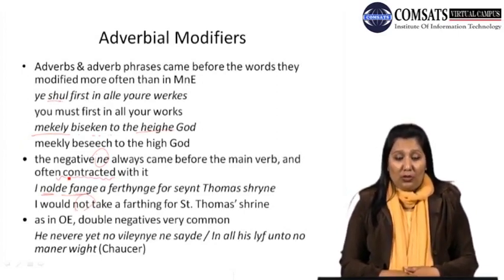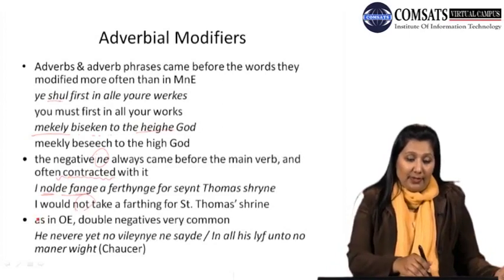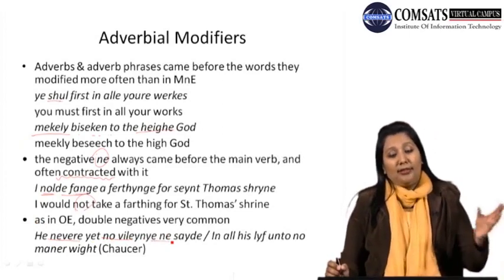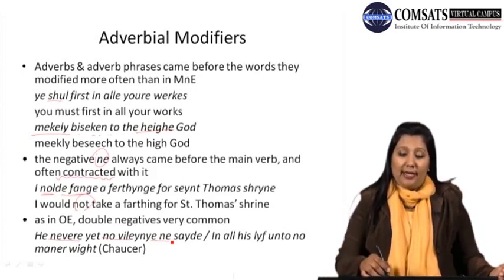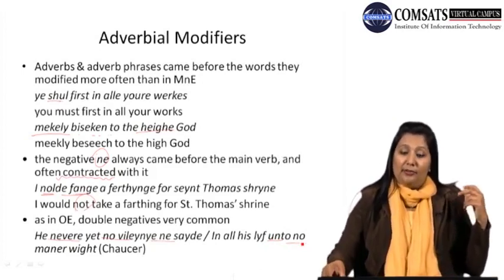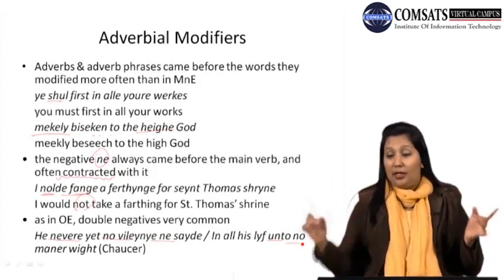He never yet knew violence, naysaid, in all his life unto no manner wait. Yes, look at the language of Chaucer. He never, there is one negative, yet no violence, naysaid. The three times there are triple negatives, then in the next line, in all his life unto no manner wait. The double negatives are coming on, and these are very, very common in Old English as well as in Middle English.